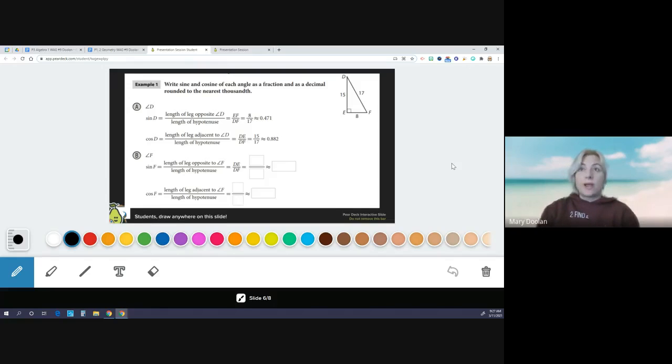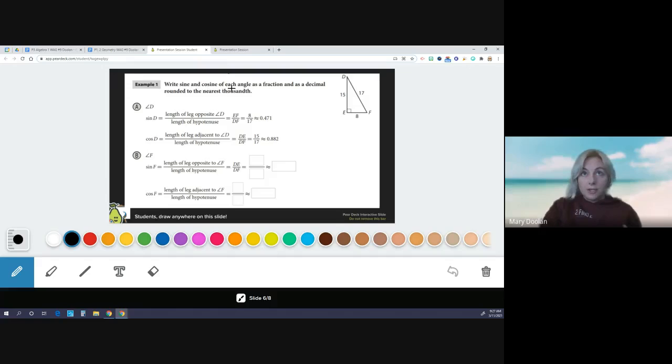Okay, so we have a right triangle over here. This is DFE. The hypotenuse is this side across from the 90-degree angle. It's 17. The two legs are 8 and 15. And depending on which angle we're looking at, if we were looking at angle D, the acute angle D, or the acute angle F, they would switch positions. One way they're adjacent, opposite, the other way they're opposite, adjacent.